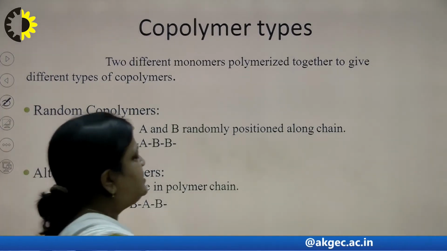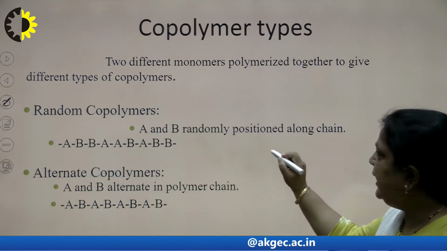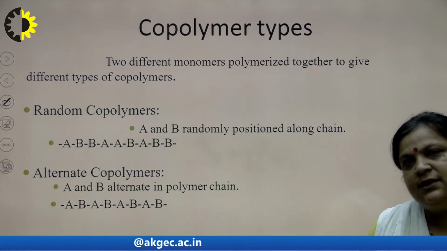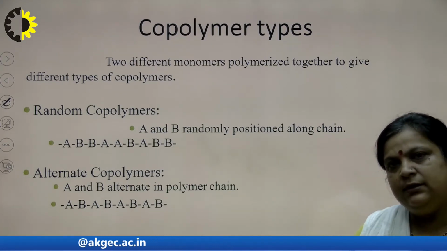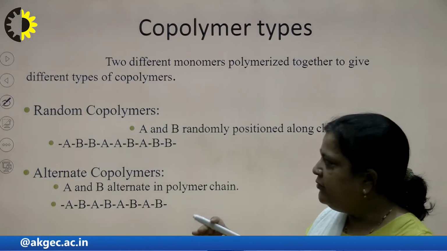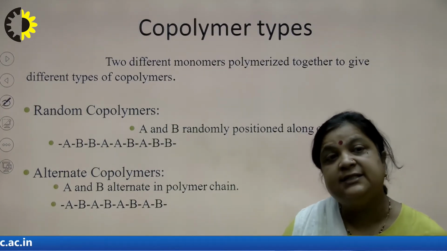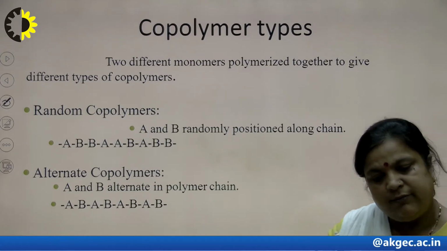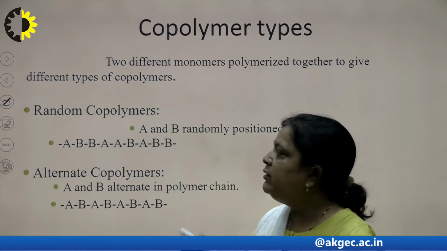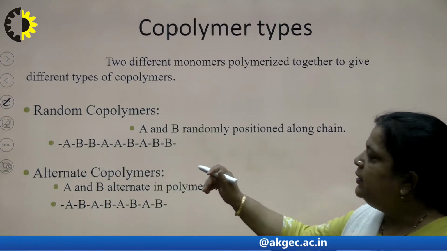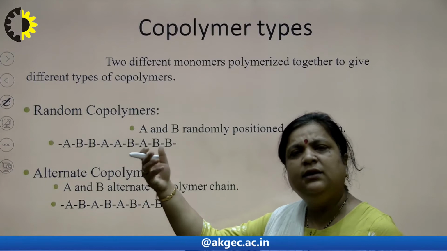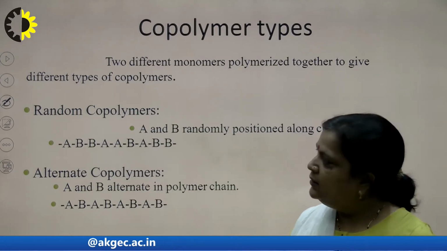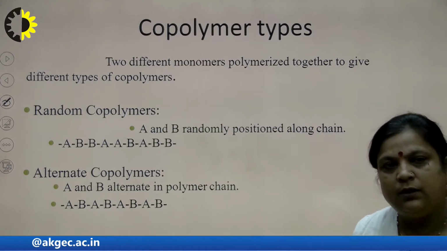Random copolymer means the AB arrangement is random, that is, it is not necessary that after B, A will attach and then B. If the polymerization of monomers is not of a fixed type, then it is called random copolymer, like AB, then it may be BA, then AB, then BA, whatever. So, if the monomers add randomly, then it is a type of random copolymer.